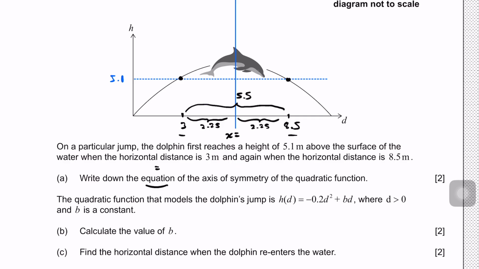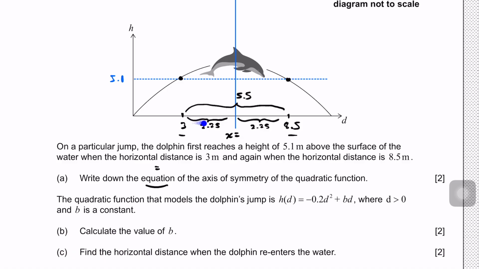So just to try to explain that a little more, we have this point at which the dolphin is 5.1 meters above, and then there's another point where it's 5.1 meters above. They told us the first point is 3 meters from the launch, and then 8.5 meters again. We know there's some symmetry here. The total difference between 3 and 8.5 is 5.5 meters. And if both of these are equal, then we know we're going to be dividing this 5.5 into 2 equal halves. And that's 2.25 here, 2.25 here.